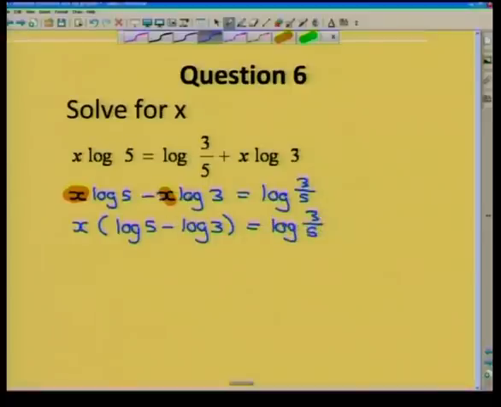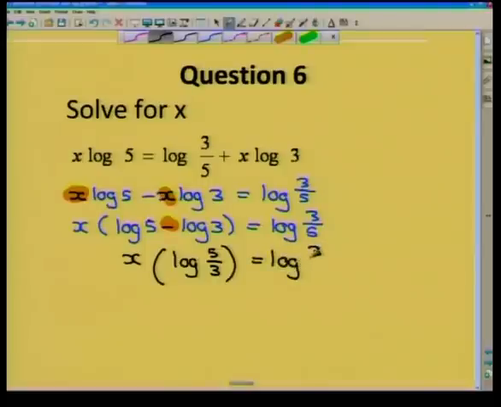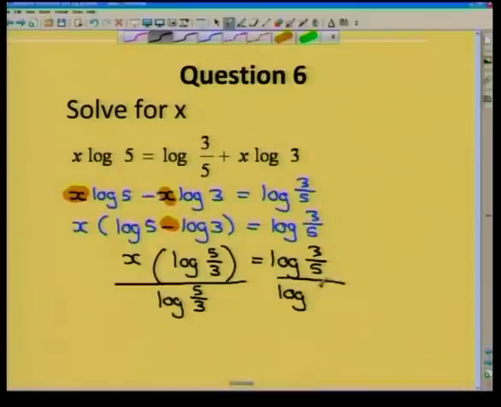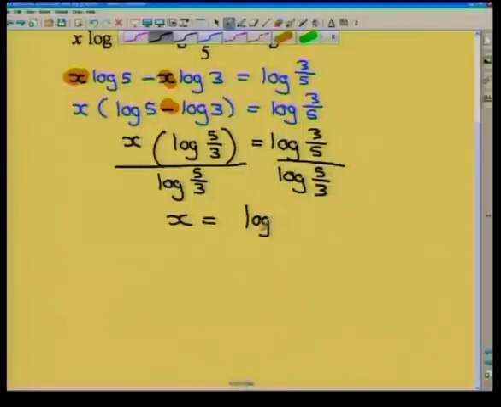Now, of course, subtracting logs means division. So at this stage, I could say, well, that means x in brackets log 5 over 3, because remember, subtract means divide, so it's 5 divided by 3 equals log 3 over 5. Now, I divide this side by log of 5 over 3, as long as I divide this side by log 5 over 3. So I get x is equal to this thing here. Now at this stage, you think to yourself, well, what else can I do? But you actually see something which I hope is obvious to you. This is 3/5, and this one is 5/3. Well, we have a way we can get around that.